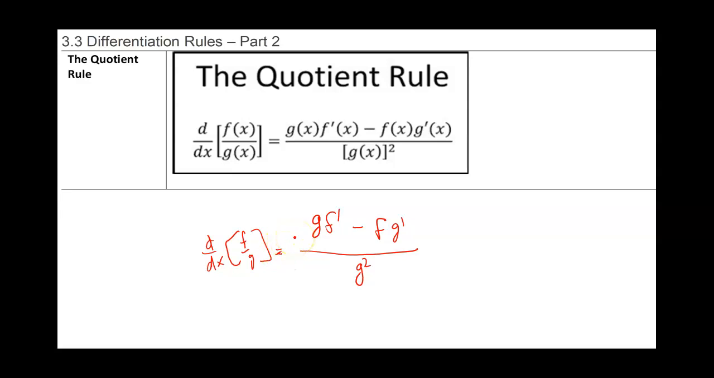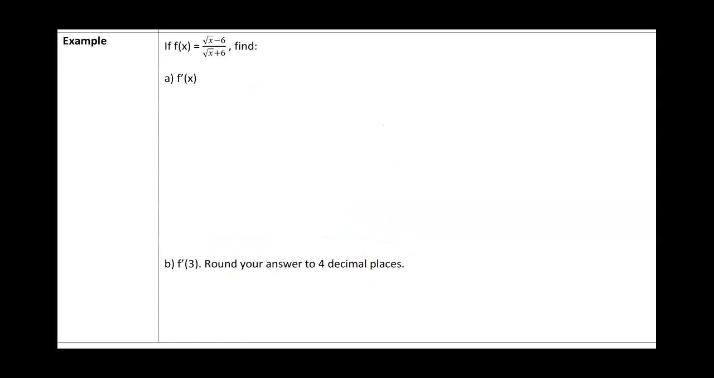All right, let's take a look at some examples. We have f of x equal to radical x minus 6 over radical x plus 6. Notice that we have a quotient of two different functions. Because we have a quotient, we're going to apply the quotient rule. Instead of f and g, because I have an f of x, I'm going to use a and b, but the formula is still going to be the same.